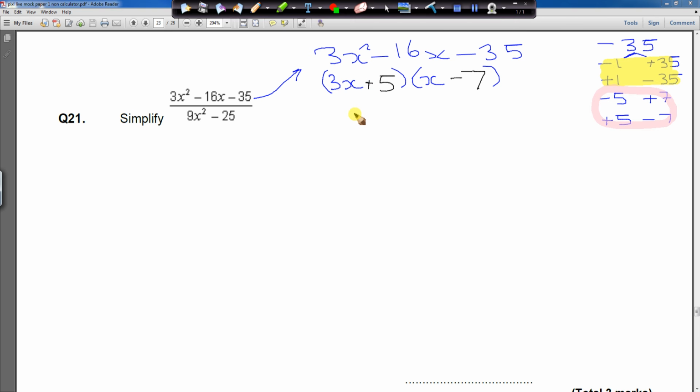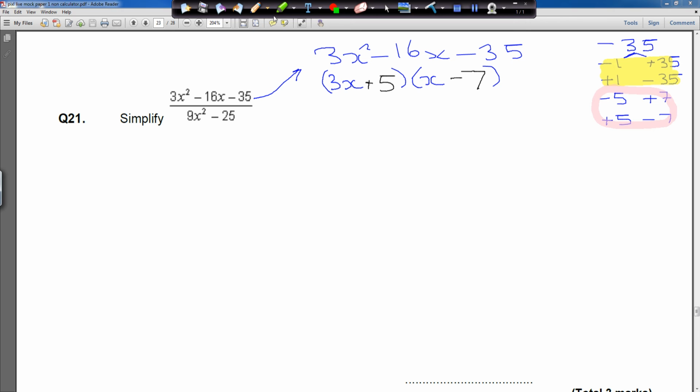Okay, now if we multiply this out, let's have a quick go. That gives you 3x squared, which is tick. That gives you minus 21x, which you might say, oh, that's wrong. Why is it minus 21? You only got minus 16. When you add the 5x, that gives you back minus 16. And when you multiply these two, it gives you minus 35. So that's done. That's the top part done.